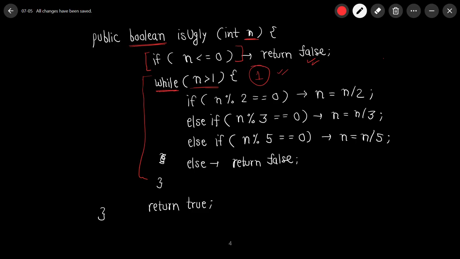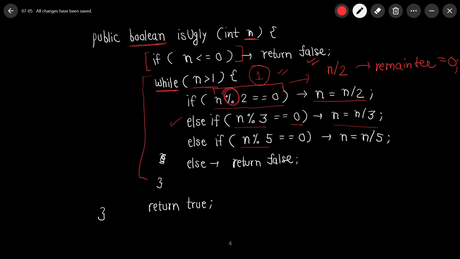In this process of reducing our number, every time we check if our number is divisible by 2. I've already told you about the modulo operator; it is used to give a remainder. So this statement means that if a number on dividing by 2 gives a remainder equal to 0, then it was completely divisible by 2. Then we divide our number by 2. Similarly, else if it was divisible by 3, we divide it by 3, and similarly for 5. If it's divisible by 5, we divide it by 5.